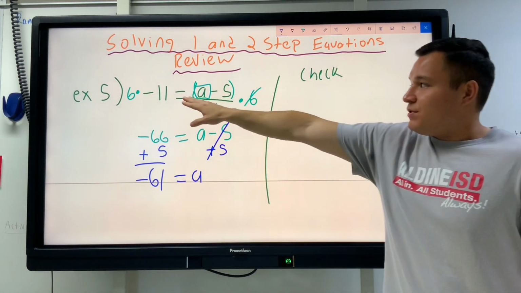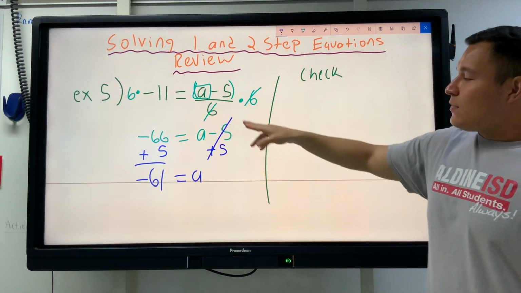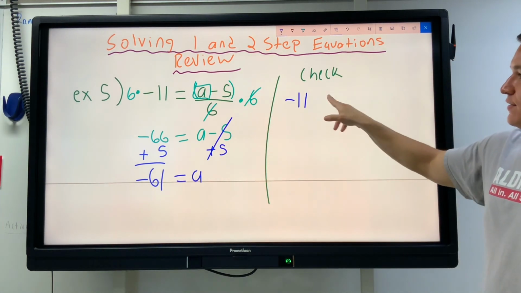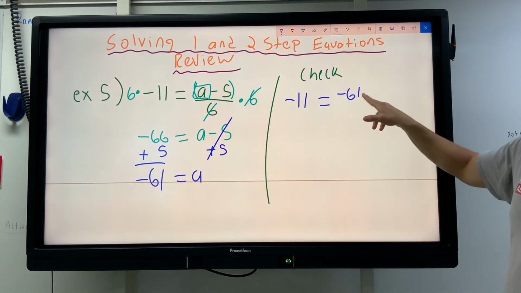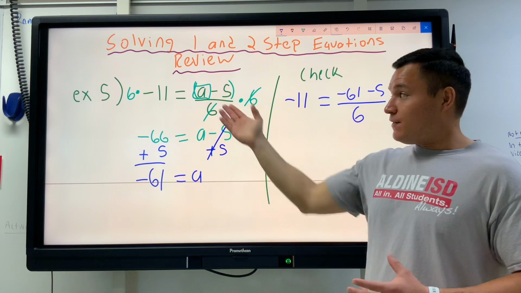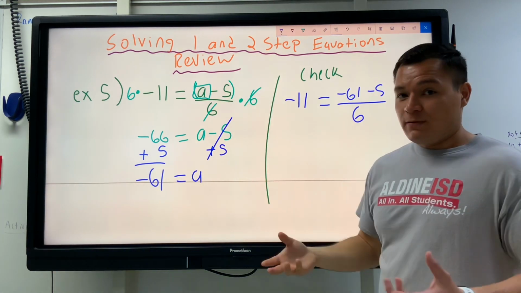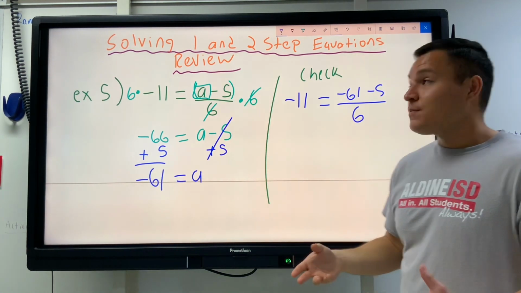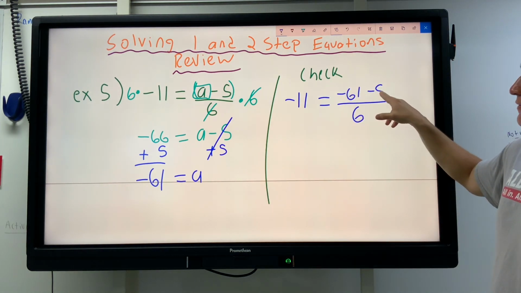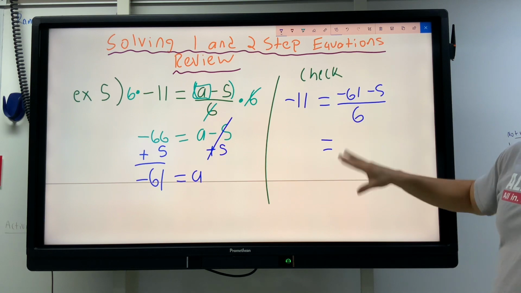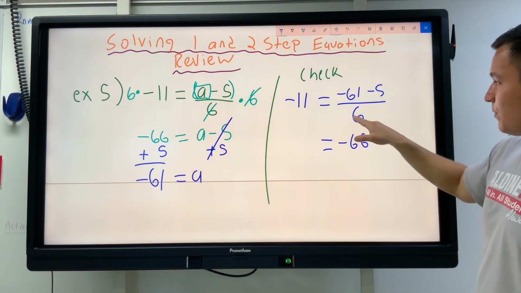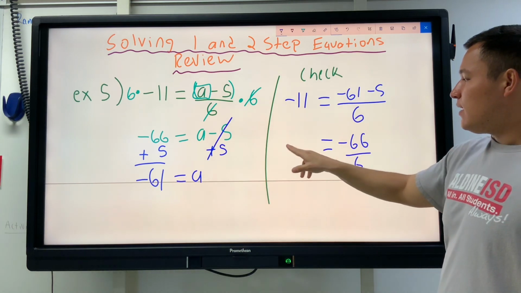So we're going to go back to our original question, which was in green, and instead of putting a, we're going to put negative 61. Negative 11 equals negative 61 minus 5 divided by 6. Remember how I said we solve things the opposite way from how we would have plugged it in? Now that we're plugging it in, we have negative 61 minus 5. That's going to be the first step whenever we're checking it. These two things combine to make negative 66. Then we're going to copy the divide by 6 and the negative 11.